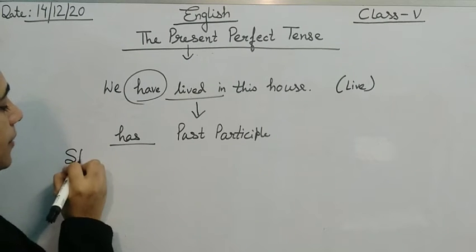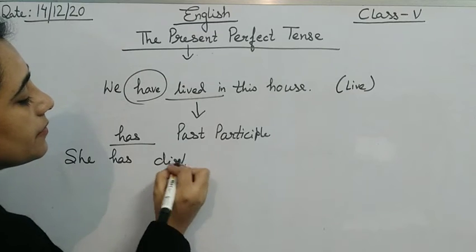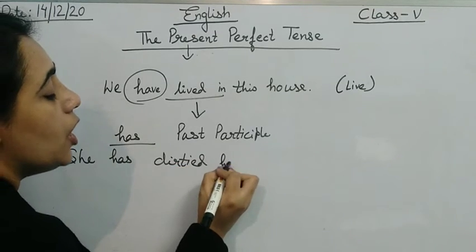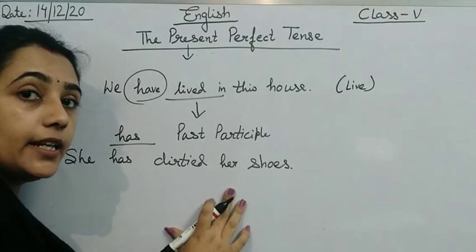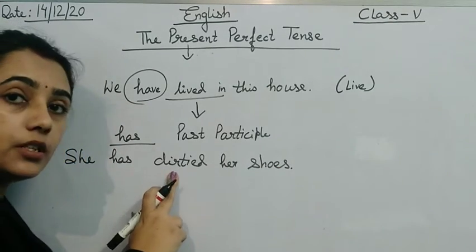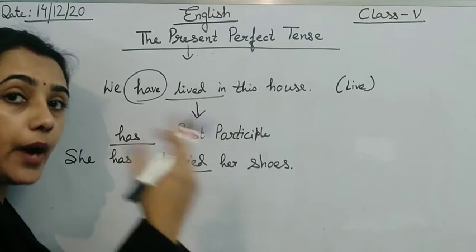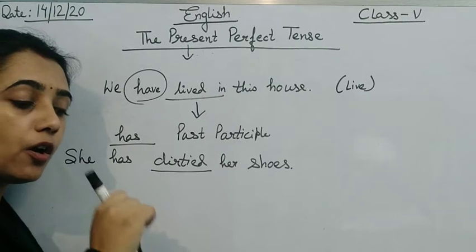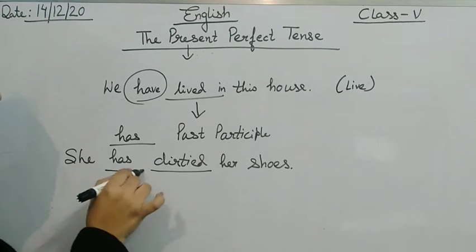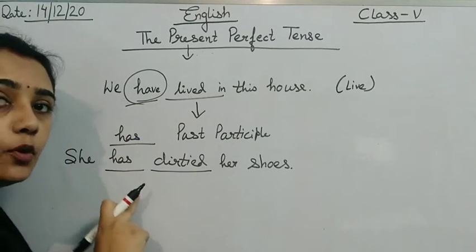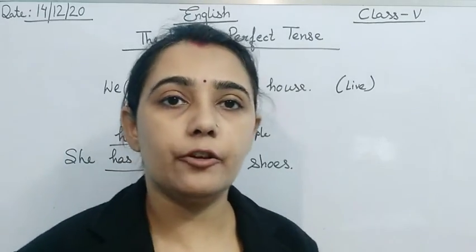Suppose I give another example. She has dirtied her shoes. The shoes are already dirty, which means they were dirtied in the past. But I am talking of the present, that she has dirtied her shoes. So, has or have, both are the helping verbs which are used to show the present effect.